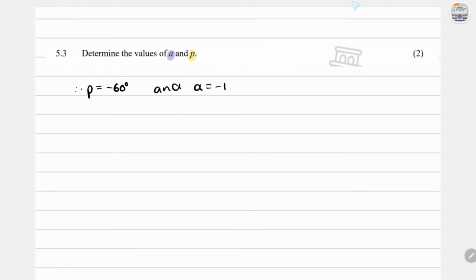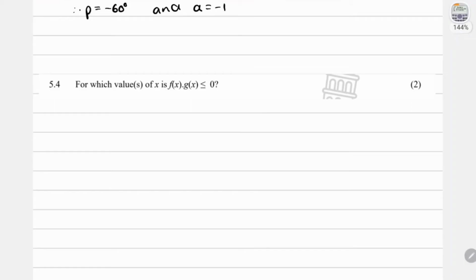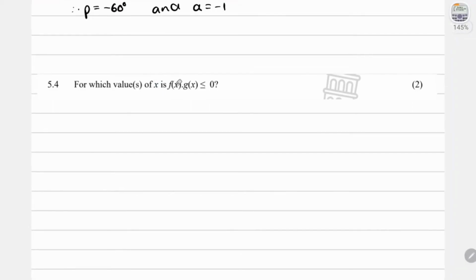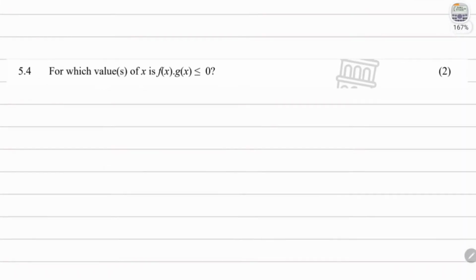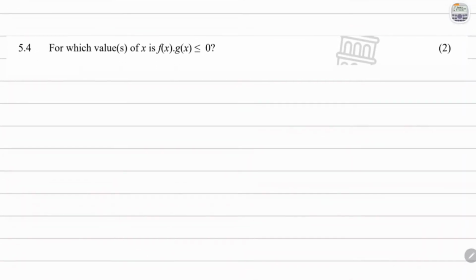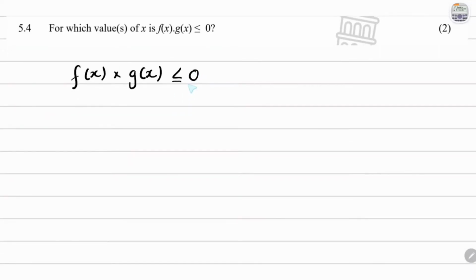And then we move on to the next question. 5.4 says, for which values of x is f of x multiplied by g of x less than or equal to 0? Let's speak about what would give us values less than or equal to 0 first. We are taking f of x, meaning the y values of f, and multiplying it by g of x, the y values of g. They need to give us values that are less than or equal to 0. So for it to be equal to 0, either one of them must be equal to 0 or both of them can be equal to 0. And then that works out.